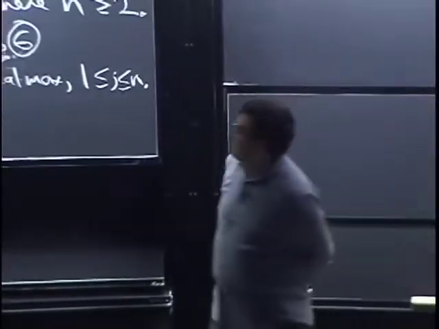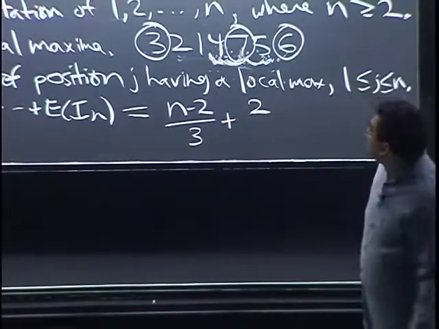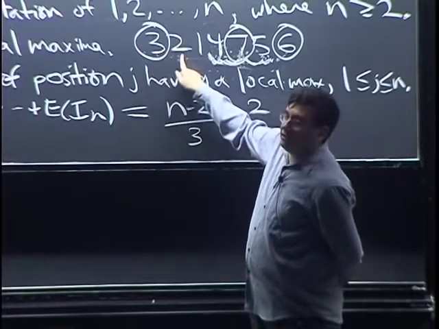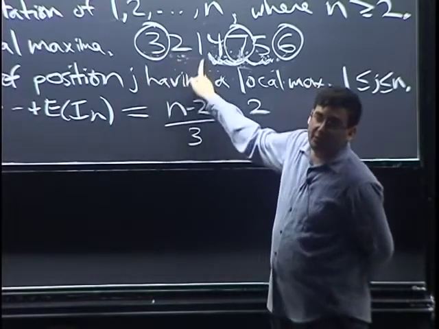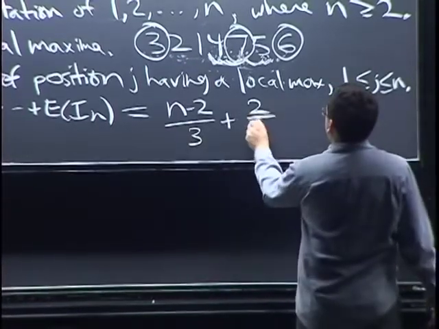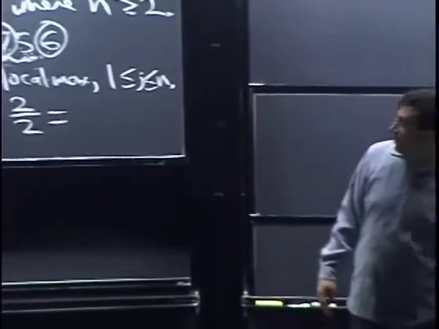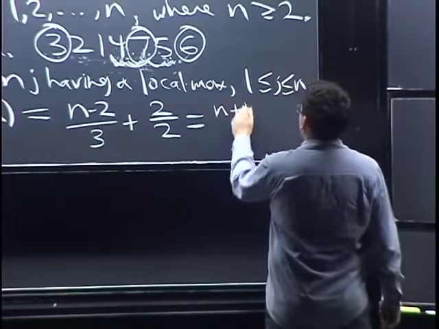Lastly, we just have to look at these 2 endpoints. So there's 2 of them. And for those, it's just 1/2, because it was equally likely that this number is bigger than this number versus this number being bigger than this number. So for the endpoints, it's 1/2, because there's only 1 neighbor. So those are both 1/2. So it's just (n-2)/3 plus 1, which we could simplify a little bit, (n+1)/3.